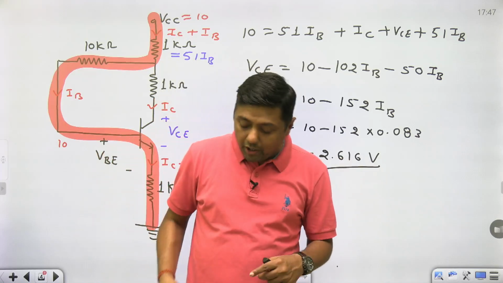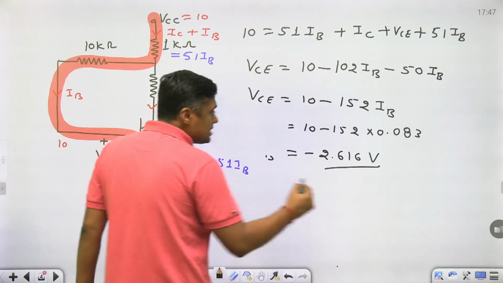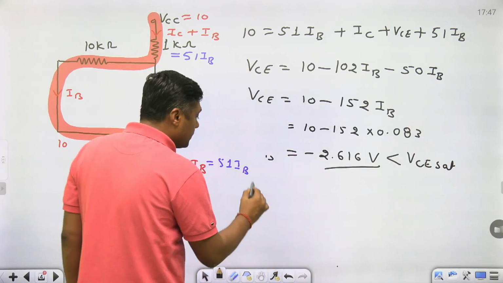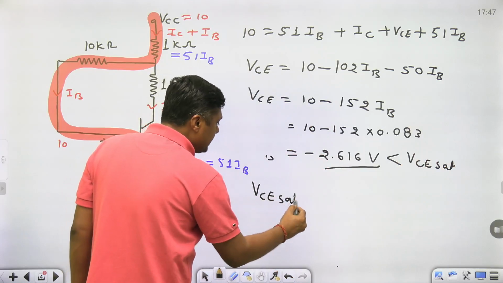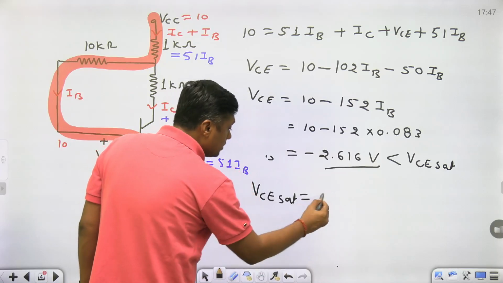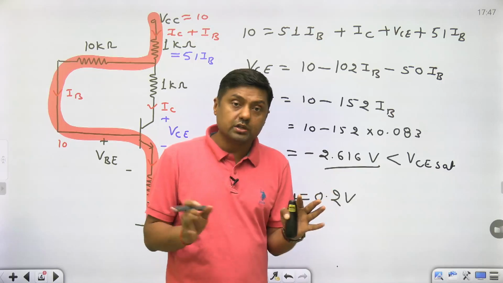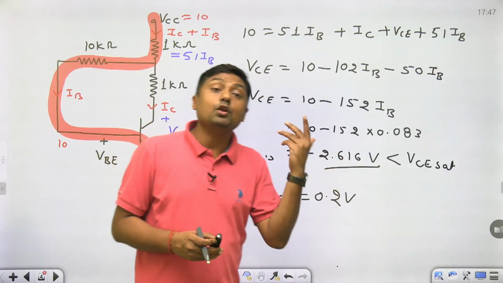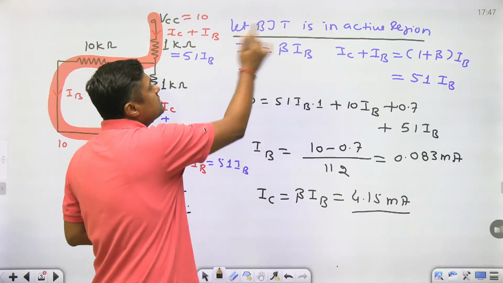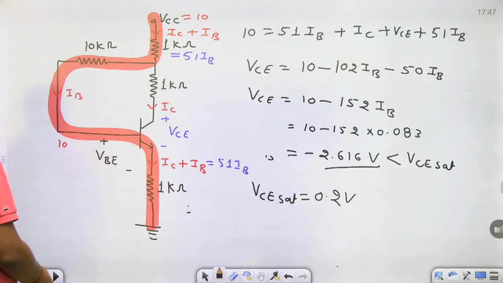Not possible. Why? Because what is the lowest value of VCE? VCE is less than VCE sat. What is the VCE sat for silicon transistor? 0.2 volt. Or sometimes we assume ideal condition, 0 volt, if it is not given in the question. But this is less than that, negative. A negative value is not possible. It means the BJT is not in active region, so our assumption is wrong, guys. And that's why this answer is wrong. If you give this answer, that is the wrong answer.